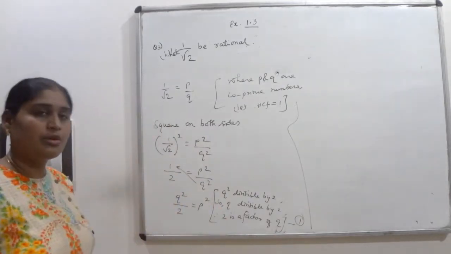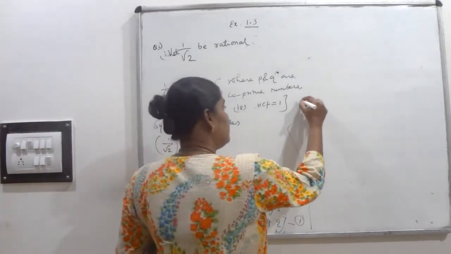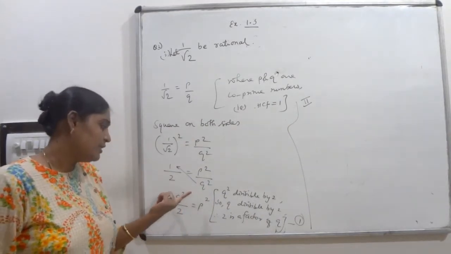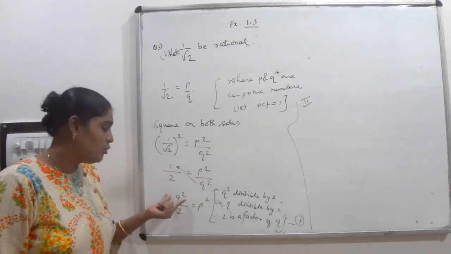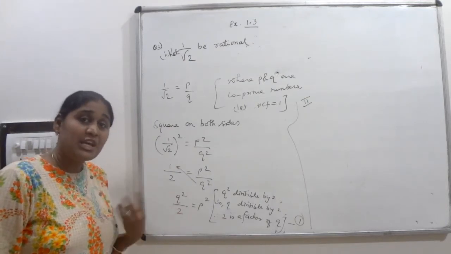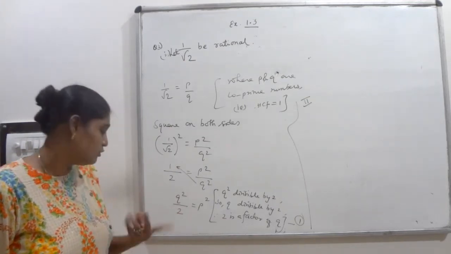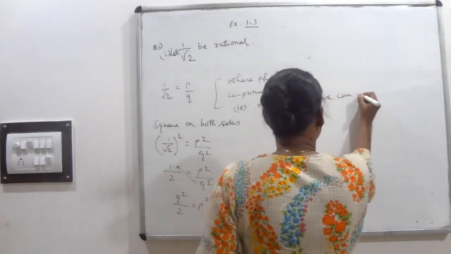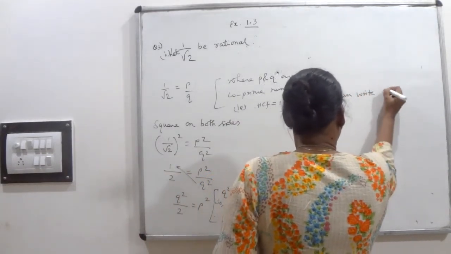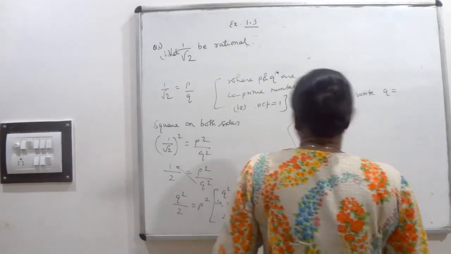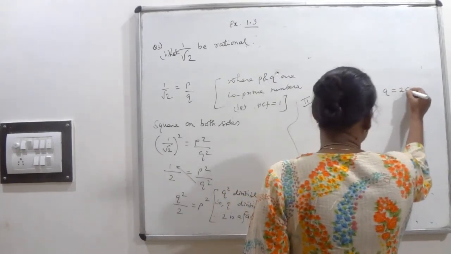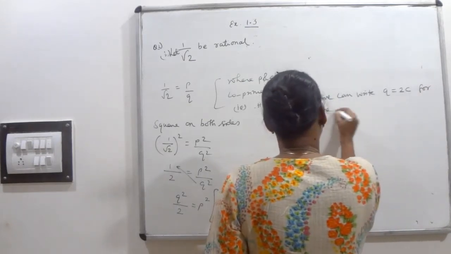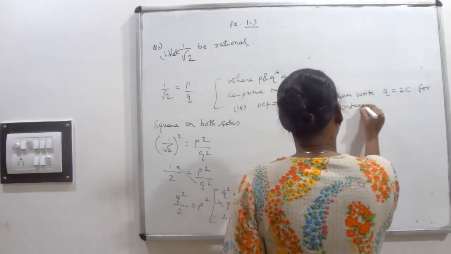The same way I am going to write the second one. See, 2 is a factor of Q square or Q. Therefore, I can tell that Q must be a multiple of 2. So we can write Q is a multiple of 2, that is 2C, for some integer C.